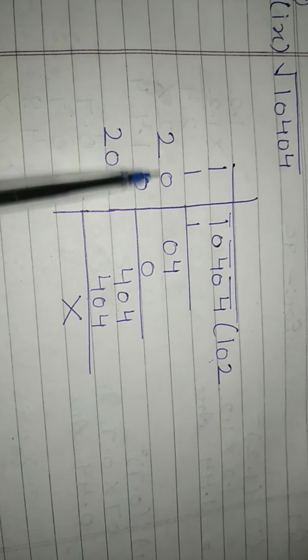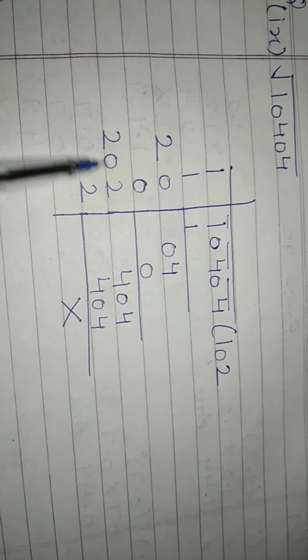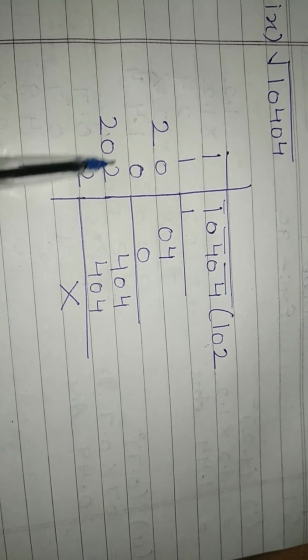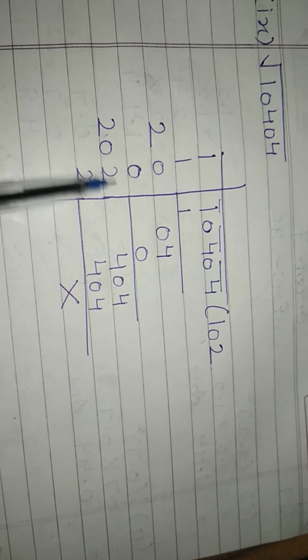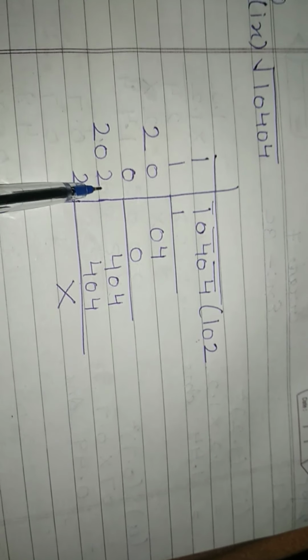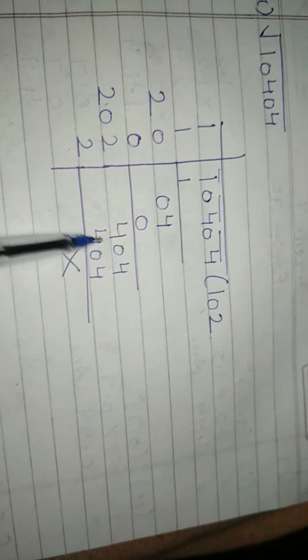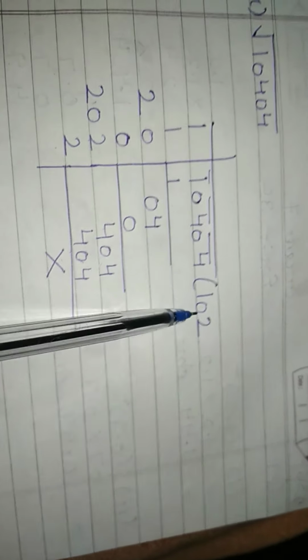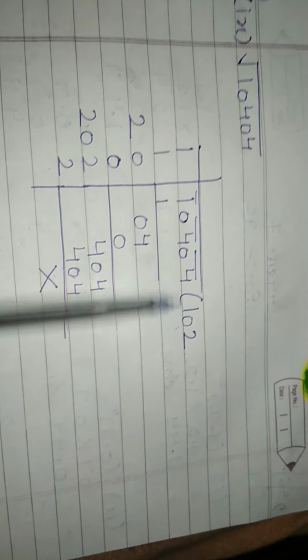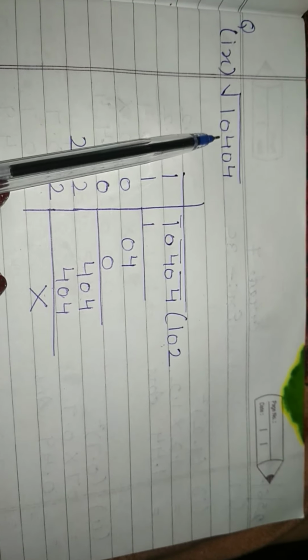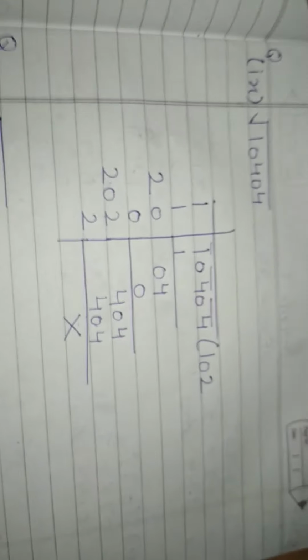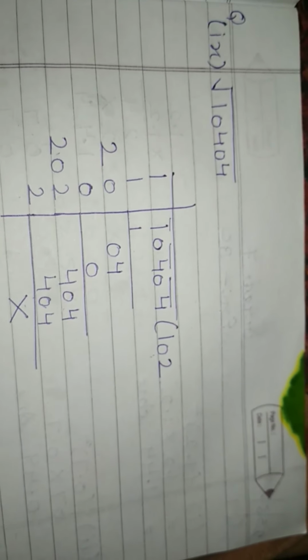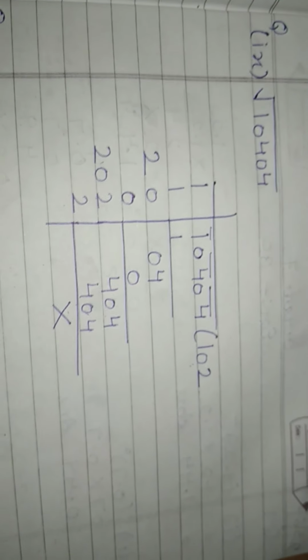Now 2 and 0 are written as it is, when we multiply 2 by 2 we will get 404. It means 102 multiplied 2 times will give us this number, 10,404. In the same way, using the same steps you may find the square root of any number.